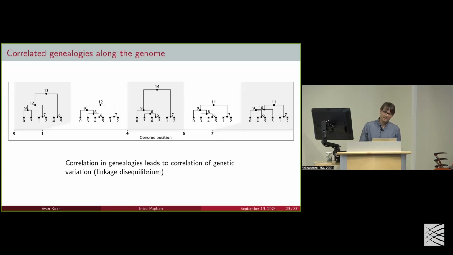This leads to correlated genealogies along the genome, right? So you're doing these recombination events. It means that the genealogies at nearby positions, even with recombination, are going to be correlated. And this is how we get correlation of genetic variation and linkage disequilibrium.